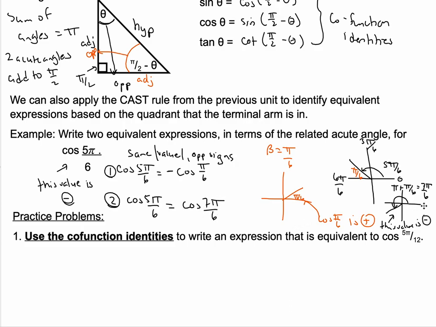And then the third option would be to talk about 11 pi by 6, and it would be positive, so it would be just like this. So it would be cos 5 pi by 6 is equal to negative cos 11 pi by 6. So again, when you're doing those, I'm not looking for you to calculate anything. I'm just looking for you to understand how that related acute angle moves itself around from quadrant to quadrant, and how the signs change without the values changing.